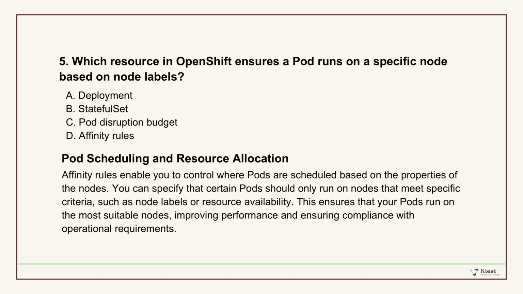Okay, question 5. Which resource in OpenShift ensures a pod runs on a specific node based on node labels? Options. A, deployment, B, stateful set, C, pod disruption budget, D, affinity rules. And the answer is D, affinity rules. Affinity rules. Okay, so node labels first. Those are just key value pairs you stick on your worker nodes. Yeah, like metadata. Exactly, like tagging them region east 1 or disk type SSD or has GPU true, just ways to describe the node's characteristics. Simple enough. So how do affinity rules use those labels?